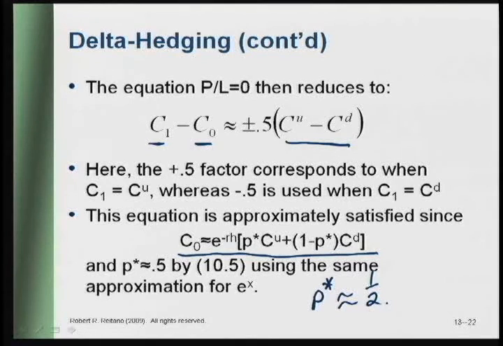So we see that this, by virtue of our pricing formula for C0, is going to be satisfied whether C1 is equal to CU or C1 is equal to CD. We're going to return to this analysis in a more formal way later, but the conclusion from this is that if stock prices move 1 standard deviation, plus or minus, in our model, the market maker profit and loss is 0. So first of all, why is P star approximately a half?